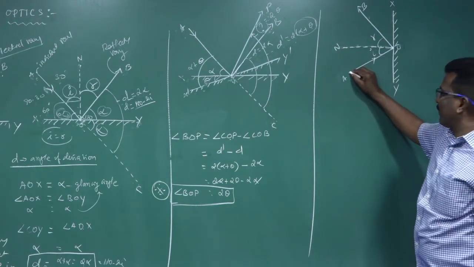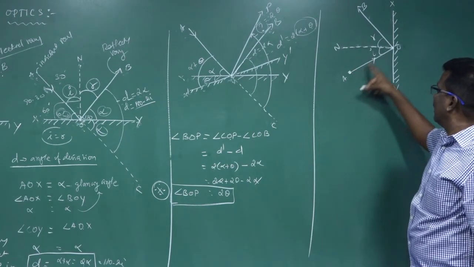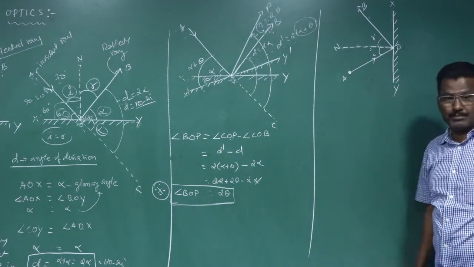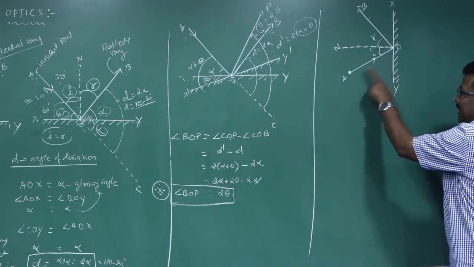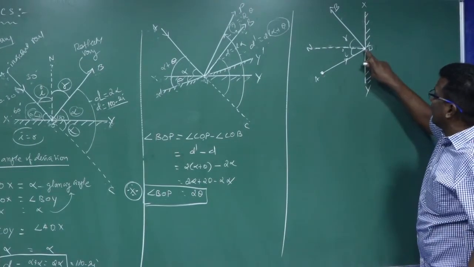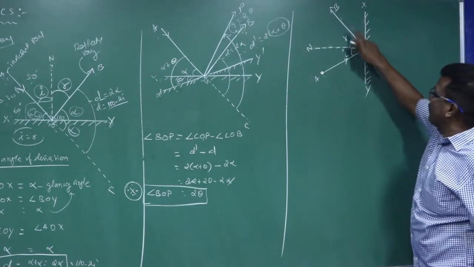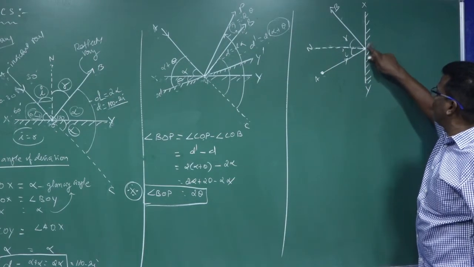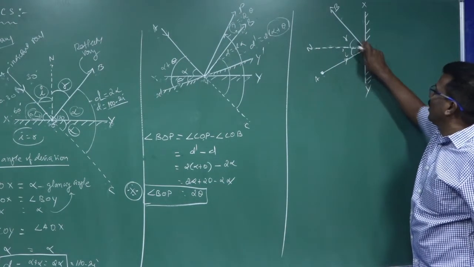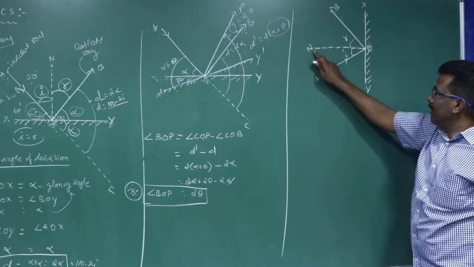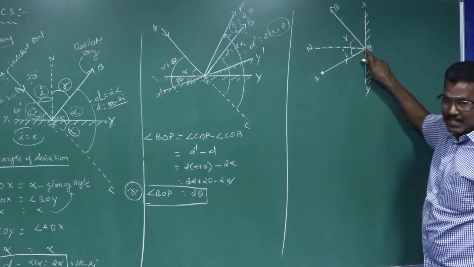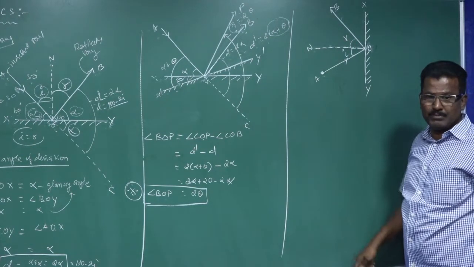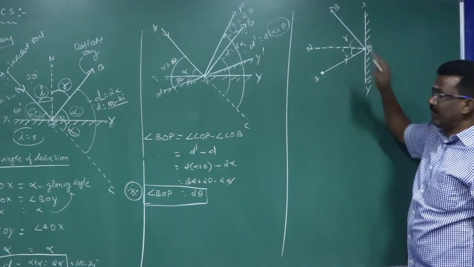If a ray of light from the source, from an object placed in front of the plane mirror, is incident on point O, it is reflected back into the same medium. So AO is the incident beam, OP is the reflected beam, and the normal is drawn to the surface at the point of incidence. The angle of incidence is equal to the angle of reflection.